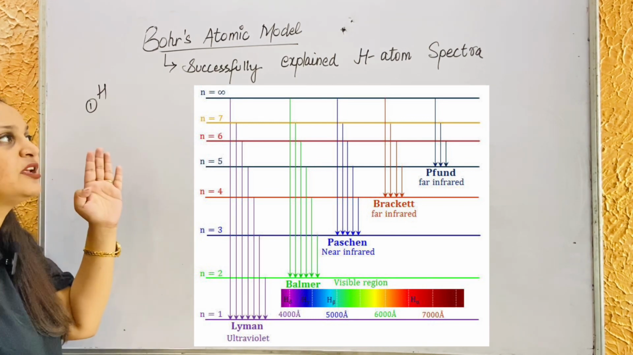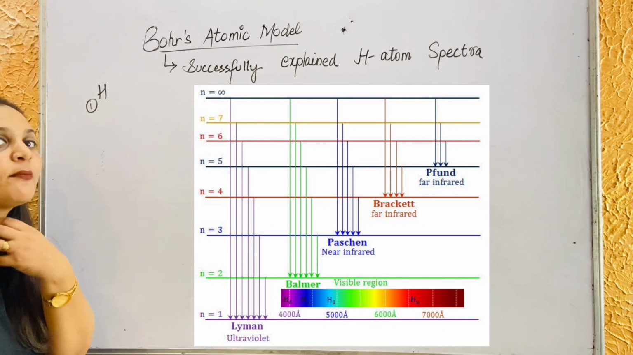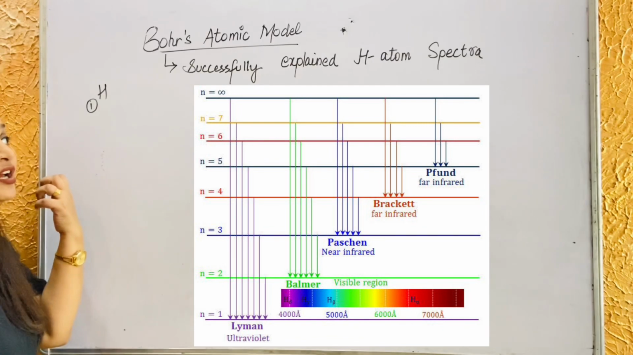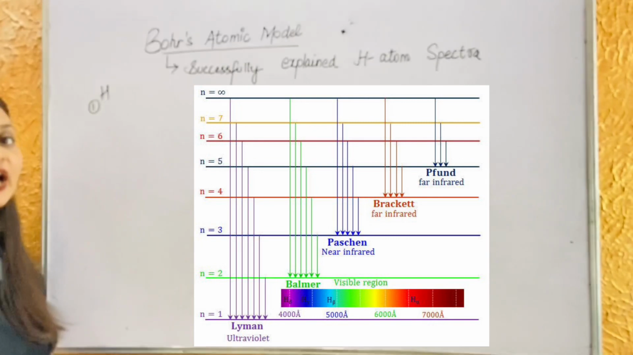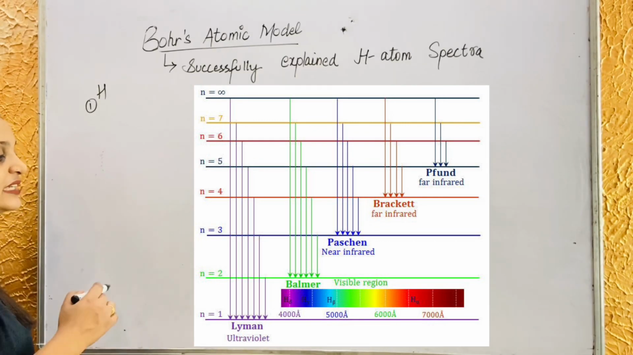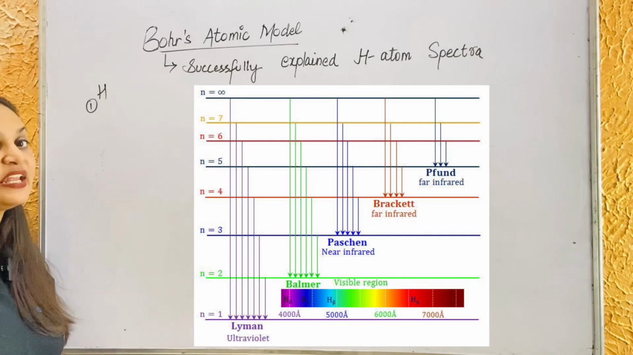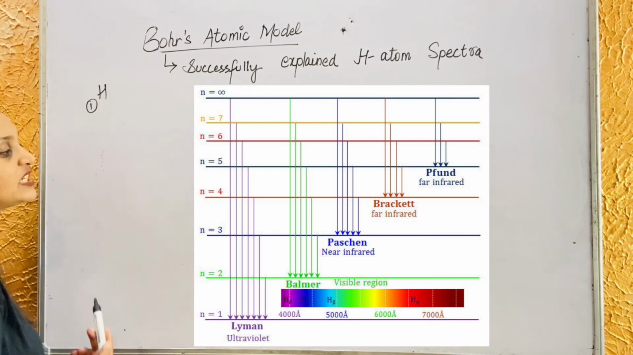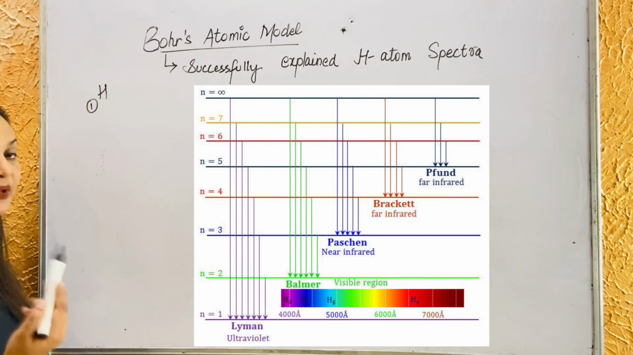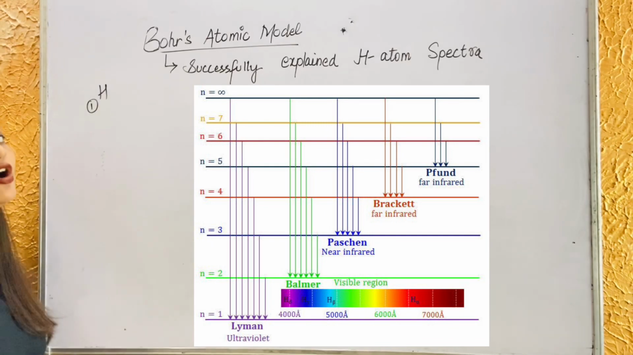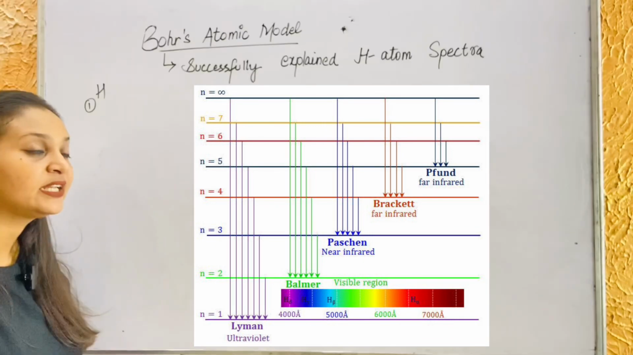And in a very similar manner, when the electrons from any higher energy state return to the fifth energy state, it was named the Pfund series. The Lyman series falls in the UV region, whereas the Balmer series falls into the visible region. The remaining three, Paschen, Brackett, and Pfund, fall under the category of the IR region.